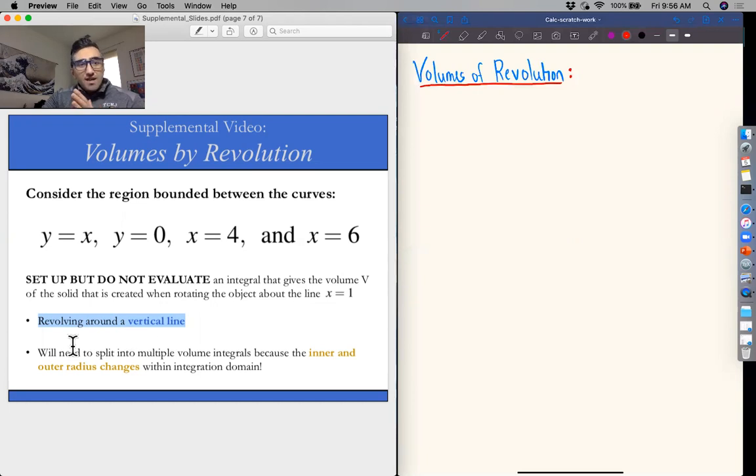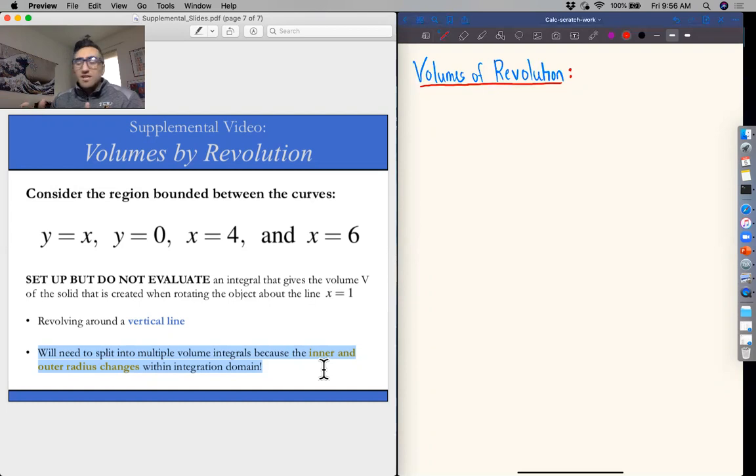The other thing that I'd like to point out is in this example, we're going to see that the inner and outer radius changes across some point in the integration domain. Because the inner and outer radius are going to change, we're actually going to split this into two separate volume integration problems. So those are the key aspects to illustrate from the get-go.